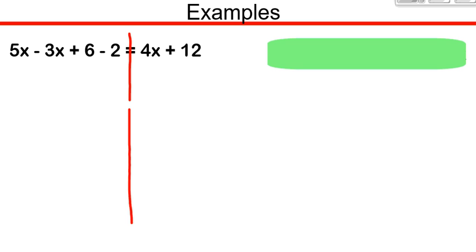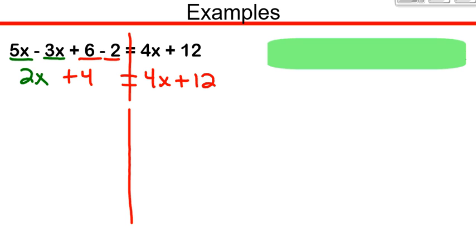Draw your line. Okay, looking on my left side, this one's actually easier than the last one because I don't have to do any distributing. So looking at my left side, I see that I have two terms that both have x's, so I'm going to put those together. 5 minus 3 is 2x. I also have two terms that don't have any x's, so I'm going to put those together. 6 minus 2 is positive 4. And then over on my right, there's nothing I can put together. One has an x and one doesn't, so I'm just going to leave it the way it is.